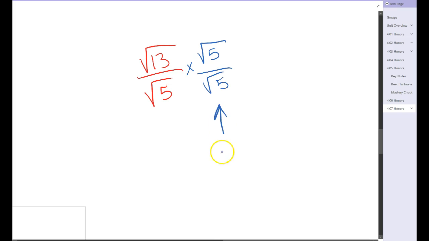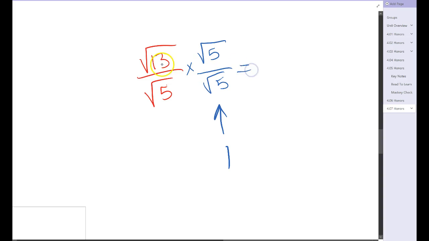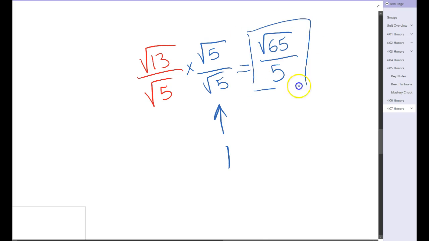I can do this because radical 5 over radical 5 is really just equal to 1. So if it's really just equal to 1, I can multiply all I want by it. And I'm not changing the problem. Radical 13 over radical 5 is equal to radical 65. Radical 5 over radical 5 is equal to 5. That is now rationalized. I cannot simplify 65 anymore because it's equal to 5 and 13, both of which are prime. So I can't do anything. This is done.